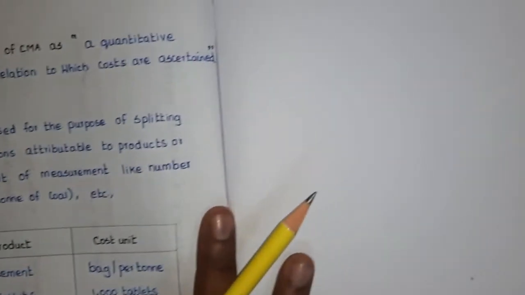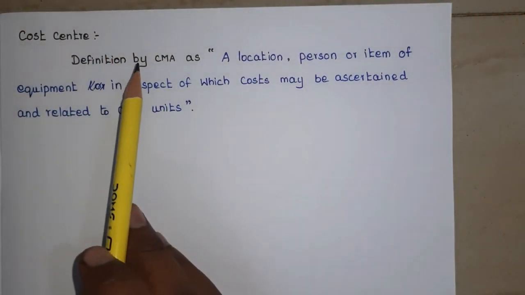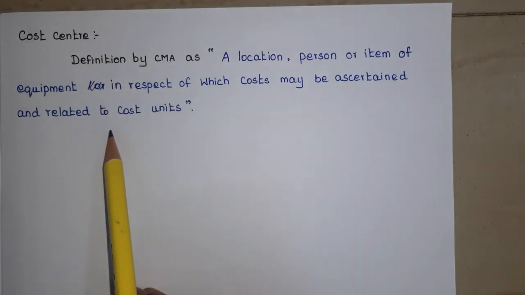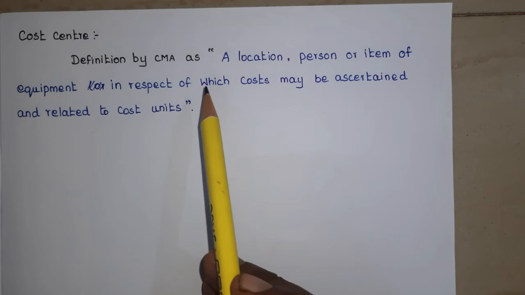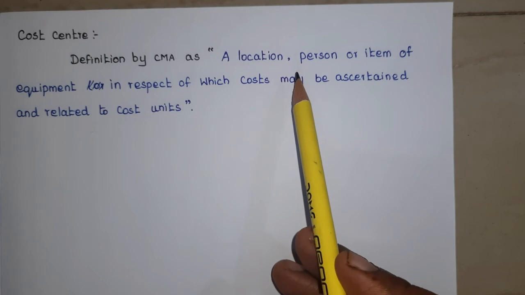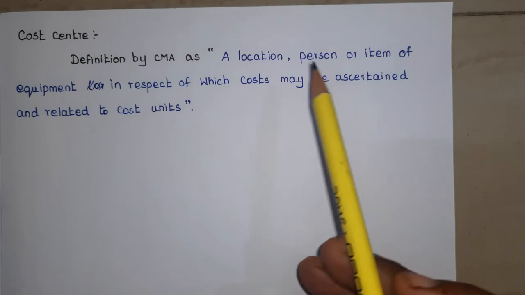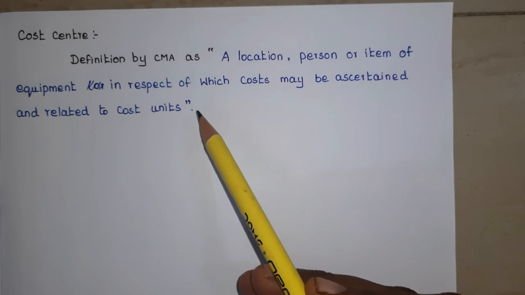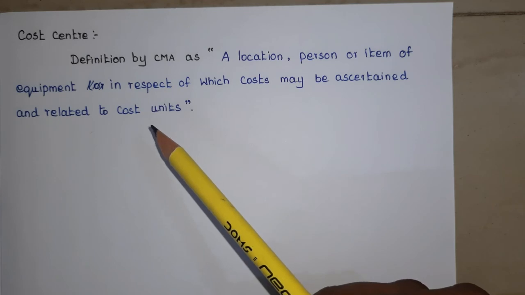The next and last concept of this video is the cost center. This is the definition given by the CMA, which you can use from your exam point of view, and I will just explain what it is. The cost center is a section of a factory for which costs are accumulated separately as costs are charged to cost units. The factory is divided into various sections in order to accumulate cost for subsequent distribution. Each such section of a factory is called a cost center.